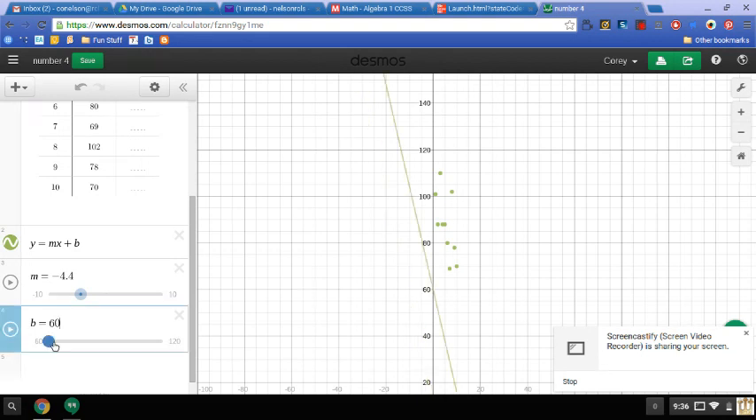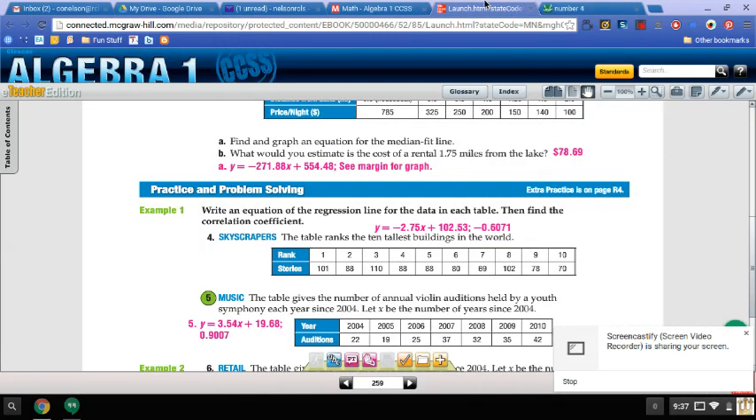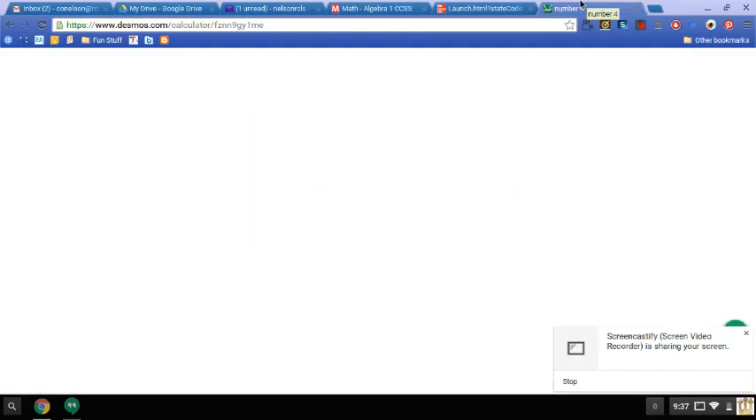Now, maybe I can get this line to match up a little better. Like that. That's looking pretty good. Maybe a little sharper. And I'm just going to keep doing that till it looks like a good fit. Now, I like that one. It's not too bad. The numbers here are definitely different than this negative 2.75 for the m and the 102.53 for the b, the y-intercept.